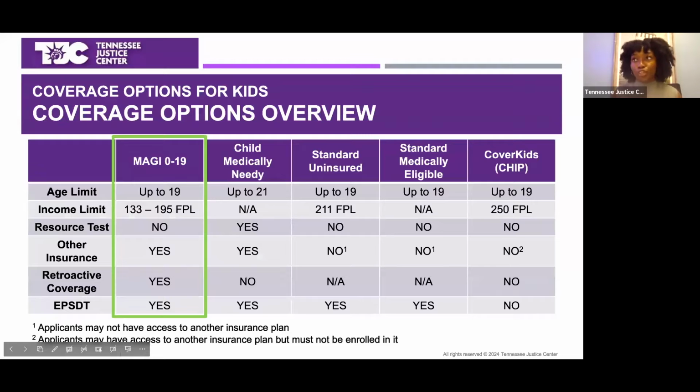So just to review, TennCare MAGI is for kids up to age 19 who are at or below 133 to 195% of poverty. There is no resource test. They can have other insurance. TennCare will just be the secondary payer. They may be eligible for retroactive coverage, and they are protected by EPSDT.